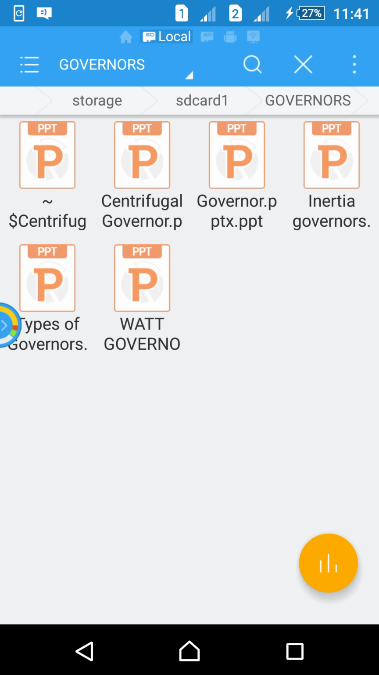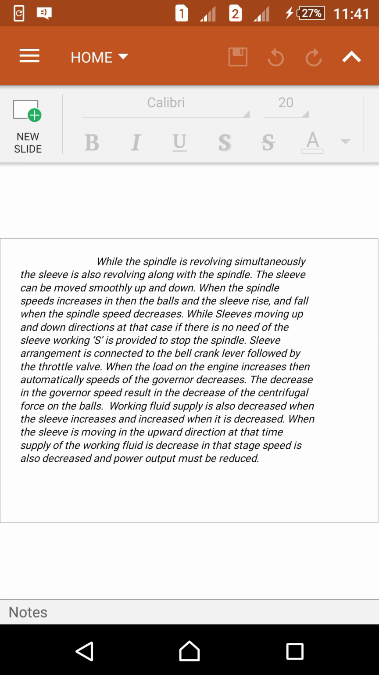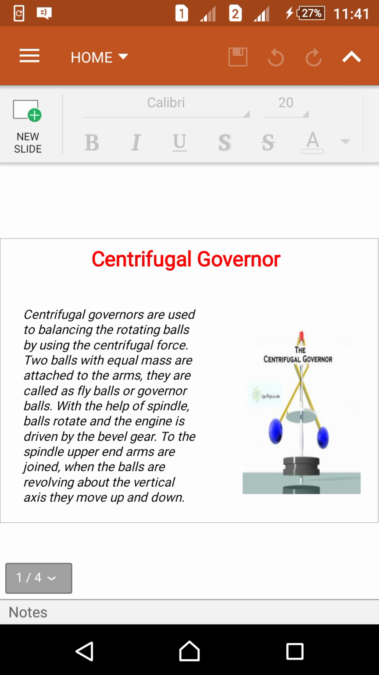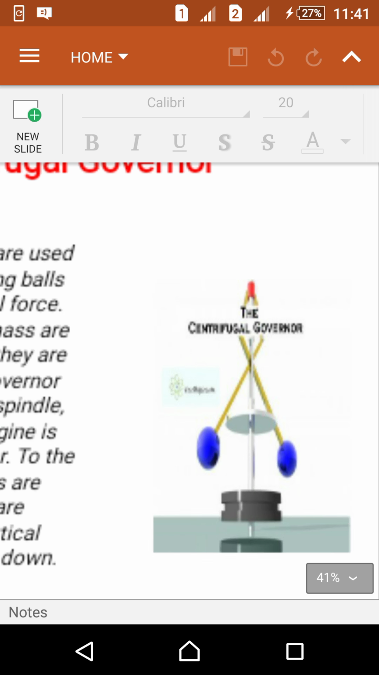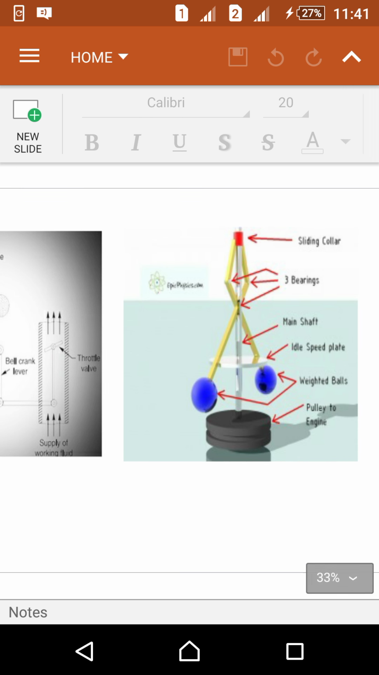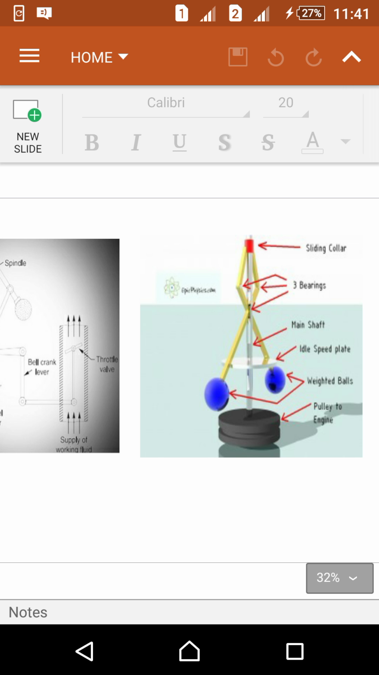This is the PPT of a centrifugal governor. Yes, this is the centrifugal governor. This is the schematic map of the centrifugal governor. First we will check the diagram and the parts of a centrifugal governor.